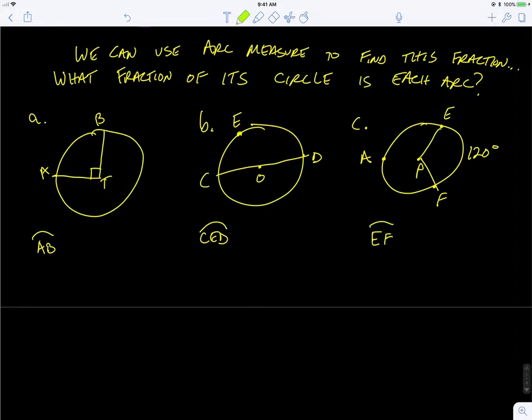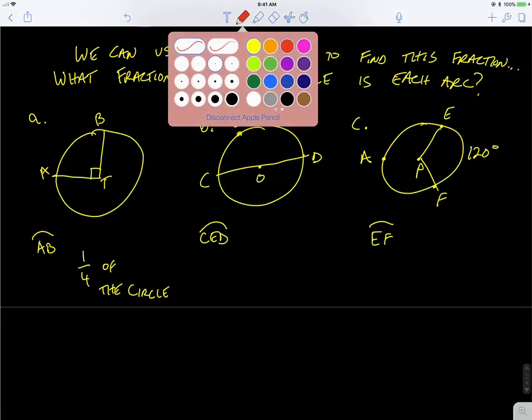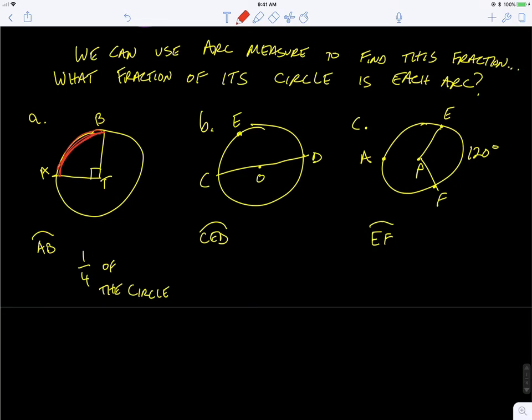Arc AB happened to be 1/4 of the circle. Now when I say the circle, that's sort of vague. It's 1/4 of the area. It's 1/4 of the circumference. It's just 1/4 of the circle. Any different kind of measurements I take of the circle, whether I take the measurement around the outside, which is circumference, that's what we're going to focus on. This would be 1/4 of the circumference, this arc AB, right? So this arc would be 1/4 of the entire circumference. On B, that arc CED was 1/2 of the circle.